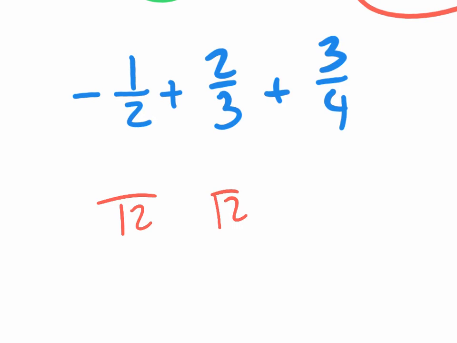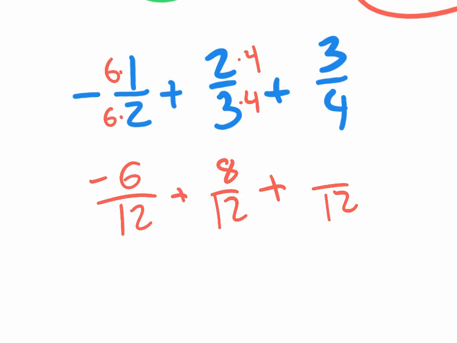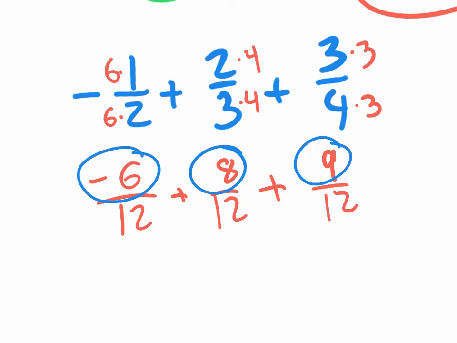Okay, so let's change them all to 12. How do we change the 2 to become 12? We multiply by 6. So multiply by 6, you end up with negative 6/12, which is the same thing as negative 1/2. Multiply by 4, you end up with 8/12, which is the same thing as 2/3. Multiply by 3, you end up with 9/12, which is the same thing as 3/4. So now we're able to combine all the numerators. Negative 6 plus 8 is 2. 2 plus 9 is 11. So we end up with 11/12.